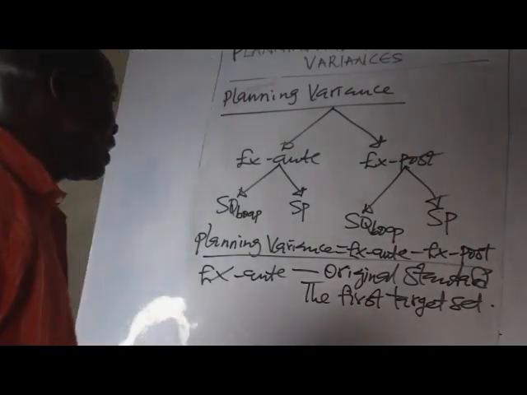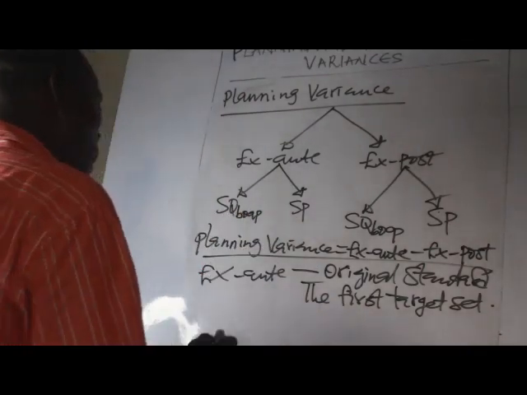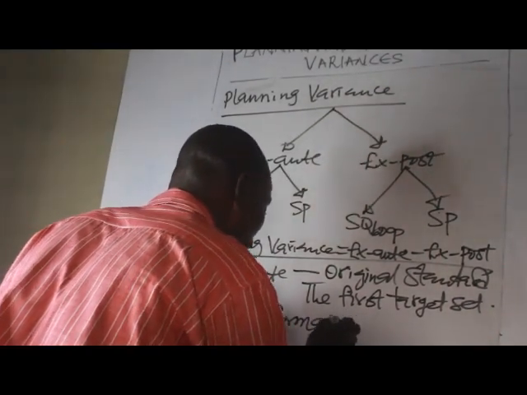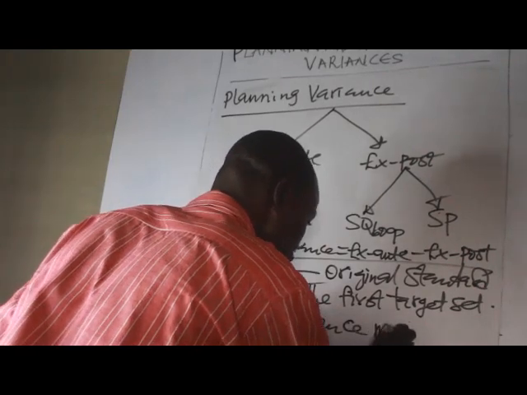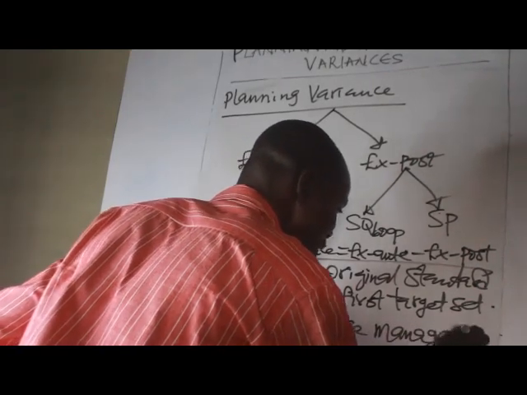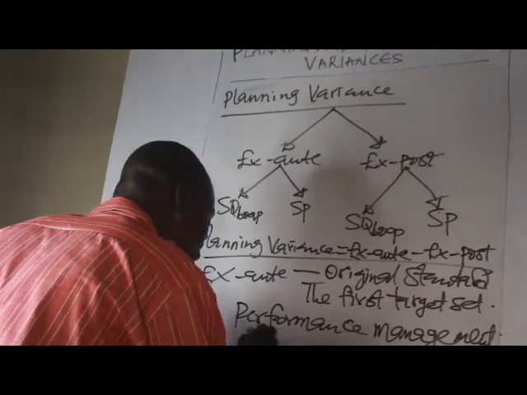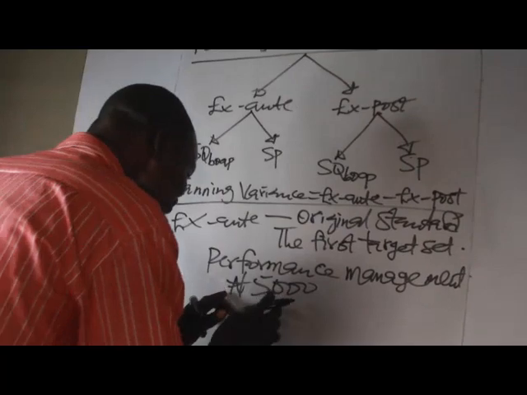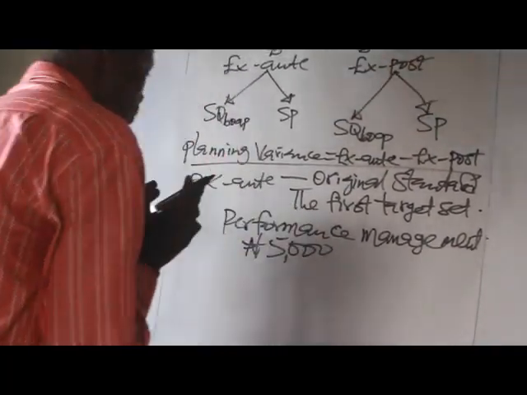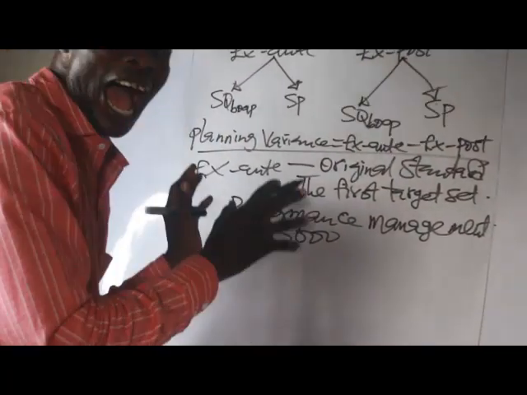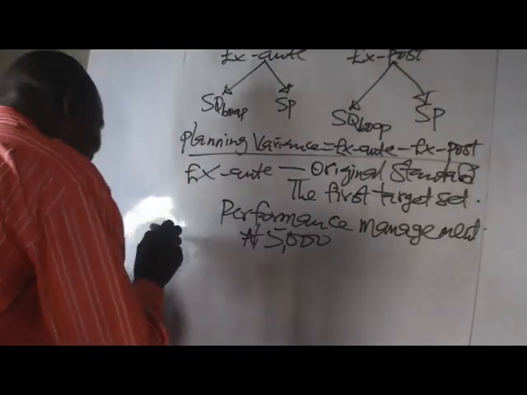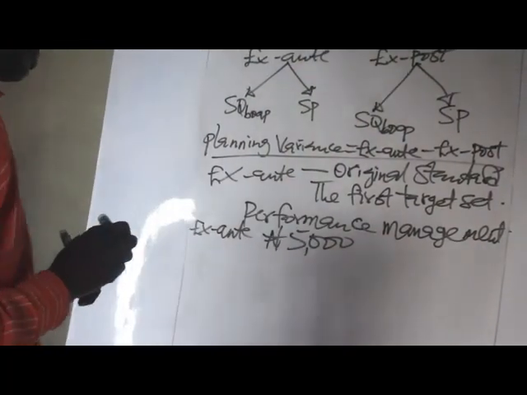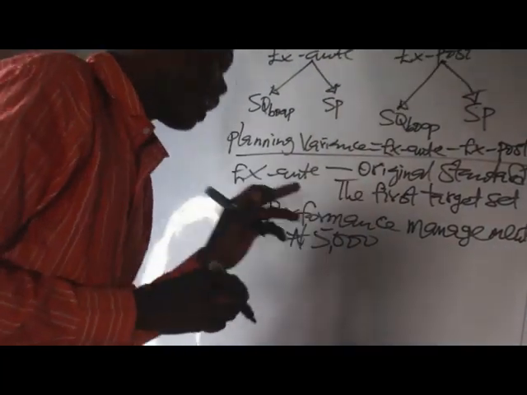Suppose you want to purchase a performance management textbook, and you were planning the sum of 5,000 naira for the book. So this was your target, and you have set your standard at 5,000 naira. That standard you originally set is called ex ante. This is the ex ante standard price.